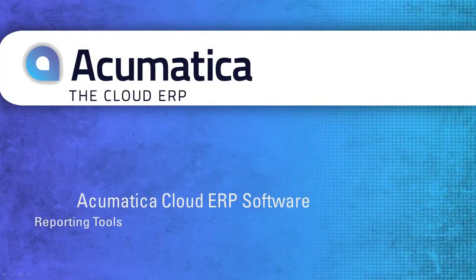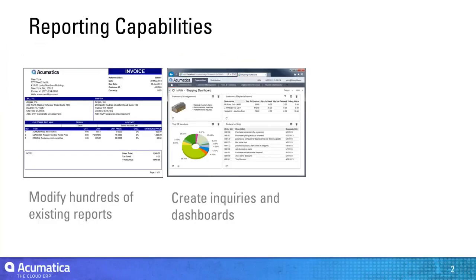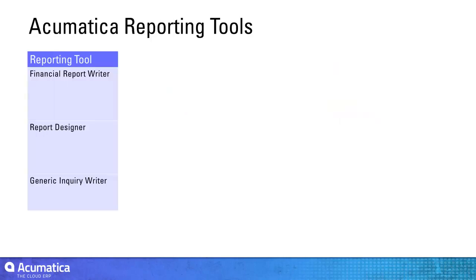Reporting Tools. Acumatica provides reporting tools to deliver customized business intelligence to everybody in your organization. Using Acumatica's reporting tools, you can modify existing Acumatica reports and develop new ones which can be delivered online, converted to PDF, or delivered via email. In this video, I will demonstrate 3 reporting utilities that are included with Acumatica.